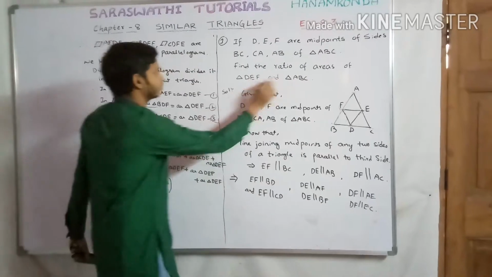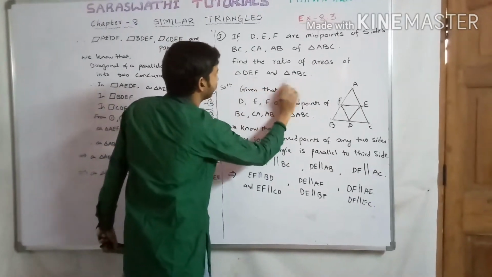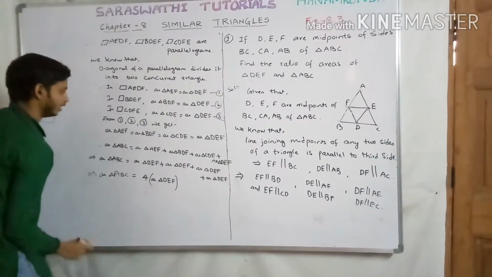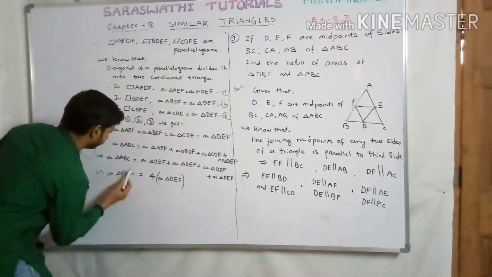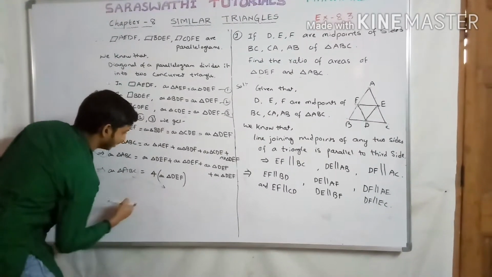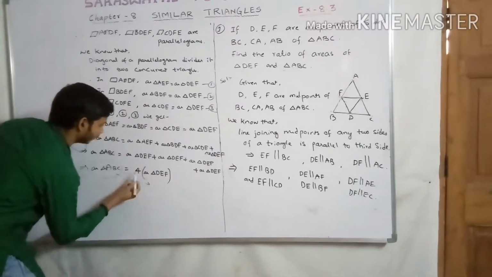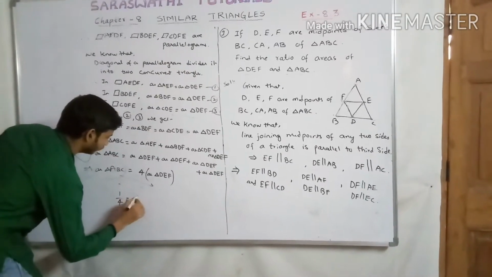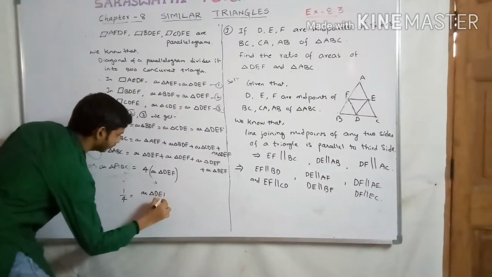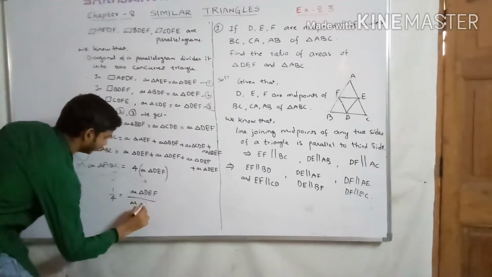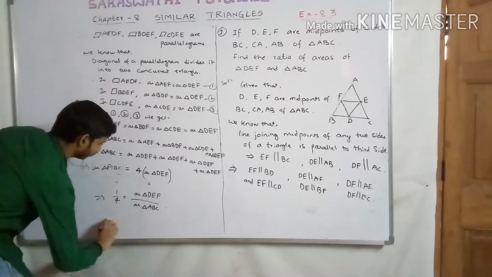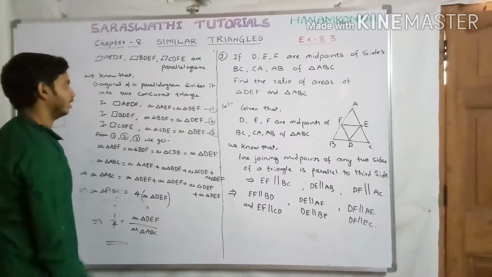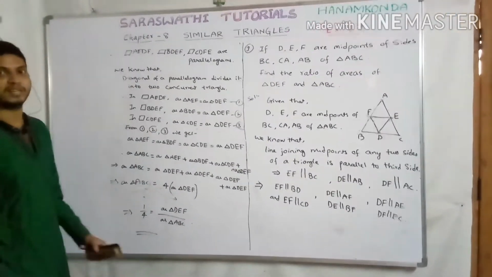Since in the question it is asked to find the ratio of area of triangle DEF and triangle ABC, that means we have to find area of triangle DEF by area of triangle ABC. If we transpose area of triangle ABC to the right side and the 4 to the left side, we get 1 by 4 equals area of triangle DEF by area of triangle ABC. Therefore the ratio is 1:4. So this is the answer. Okay, we shall start the next question.